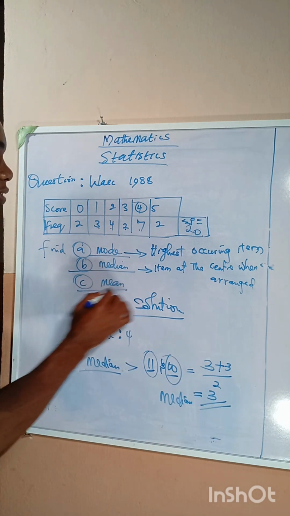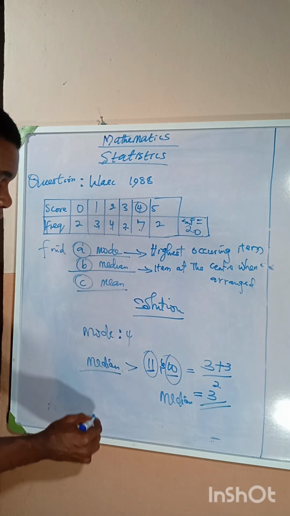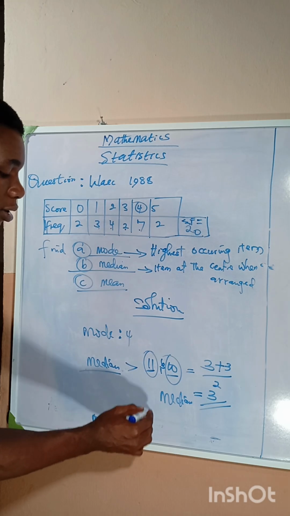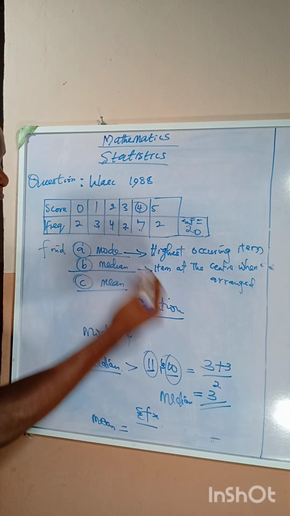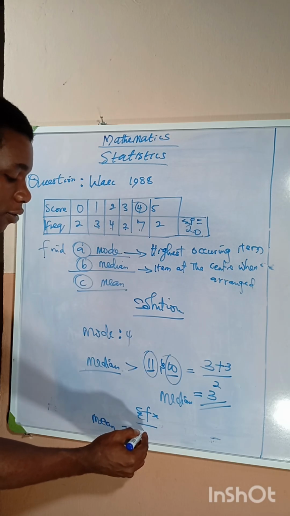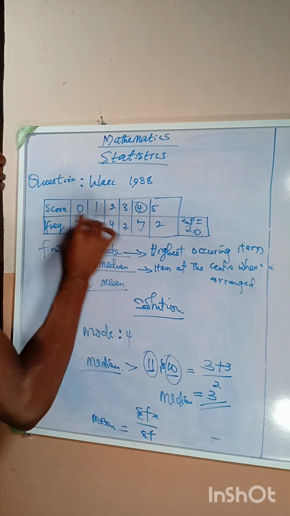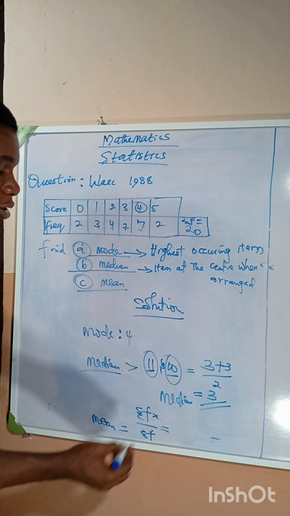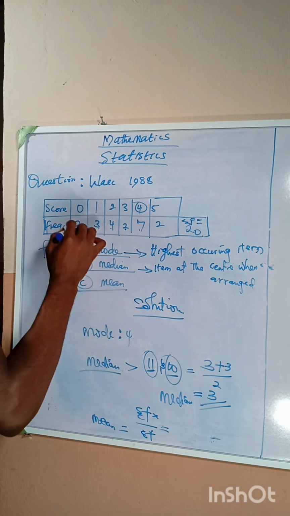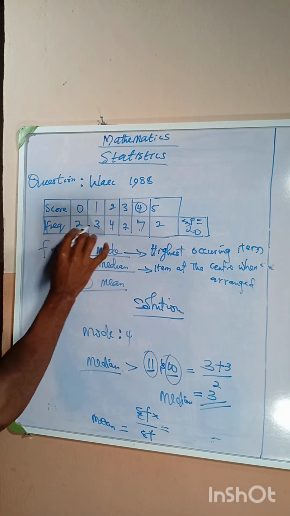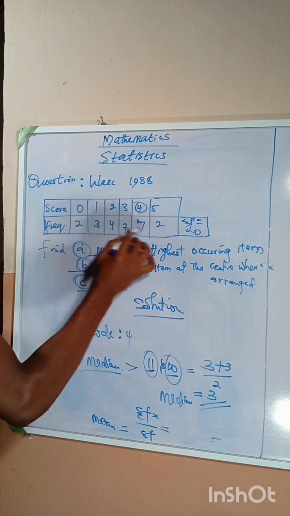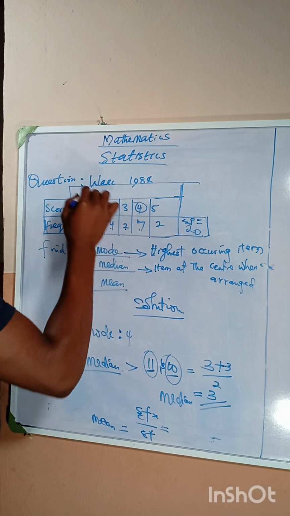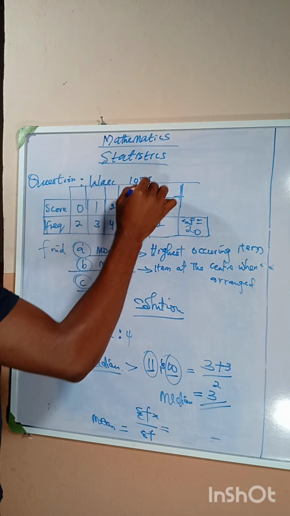Now the next one we want to talk about is the mean. The mean, being a measure of central tendency, is given by the sum of each item according to its occurrence, divided by the total number of items. So if we wanted to do that, we are going to have to multiply each and every one of these items by its frequency, and then we can add them up. So I'm creating a new table here.